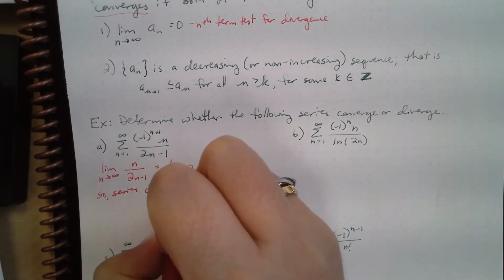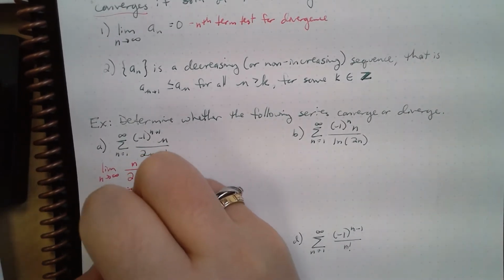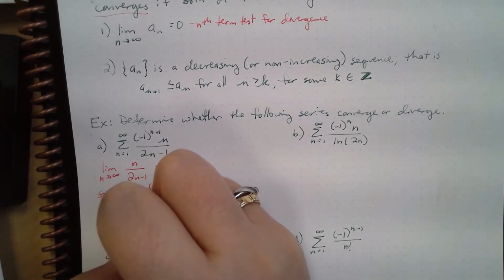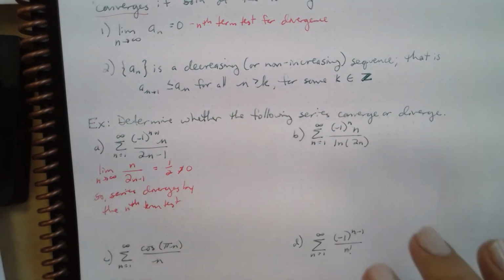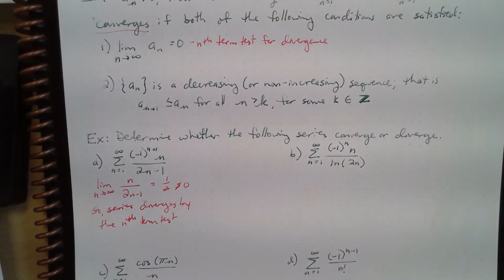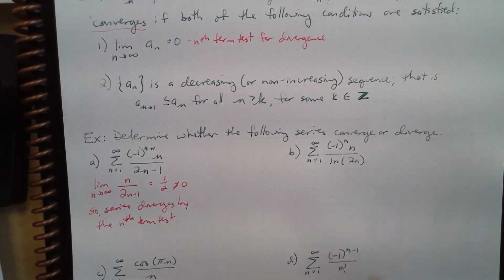So the series diverges by the nth term test, right? This is the nth term test because we didn't do both parts of the alternating series test, right? We did just the nth term test first. All right, let's do another one.